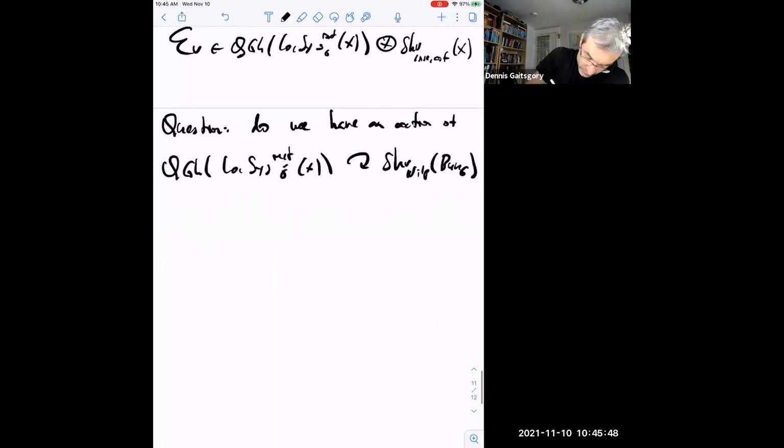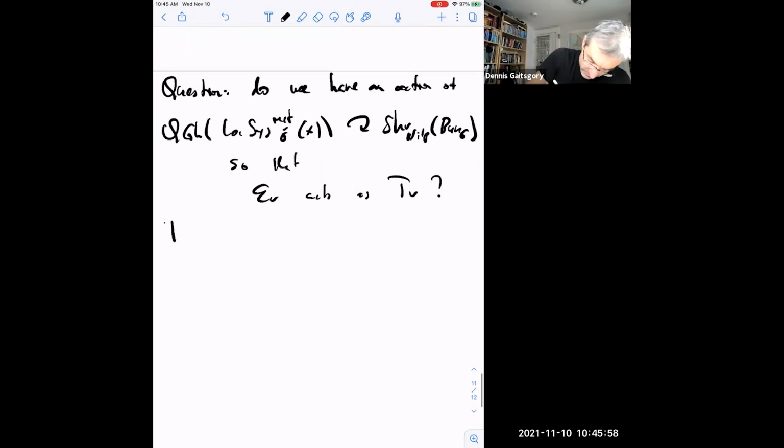So again, we have that Eis_X acts. And the answer is yes, and this is a theorem from this paper of ours. There exists a unique action as above.